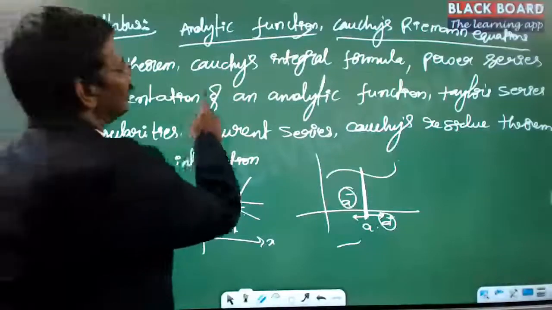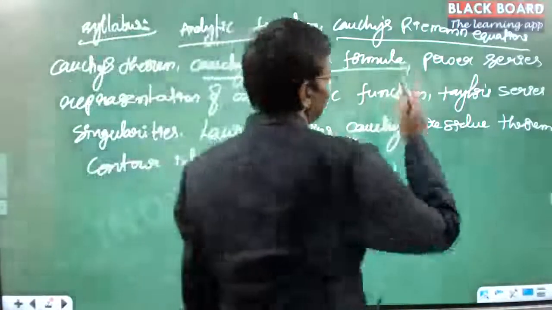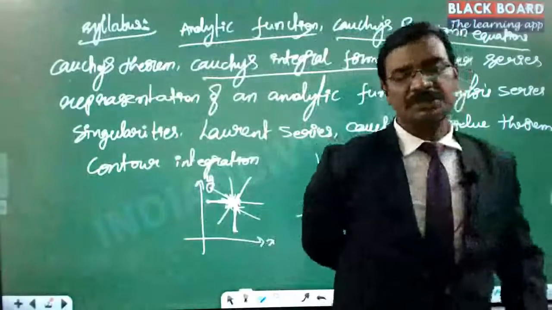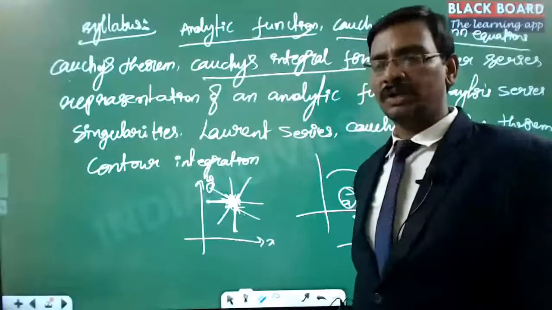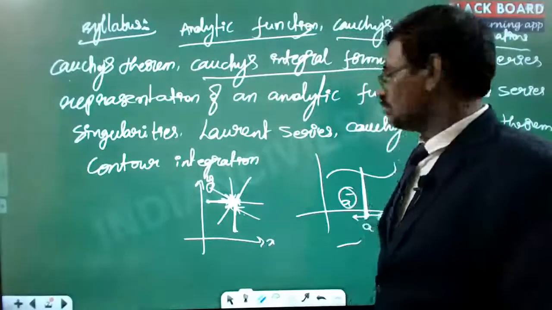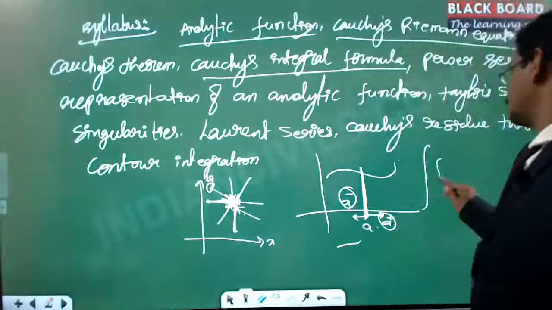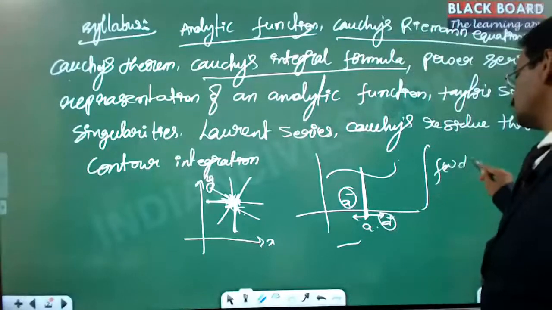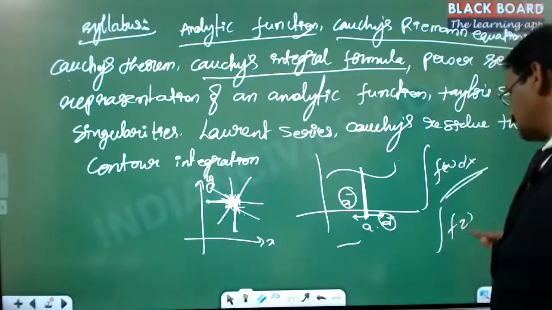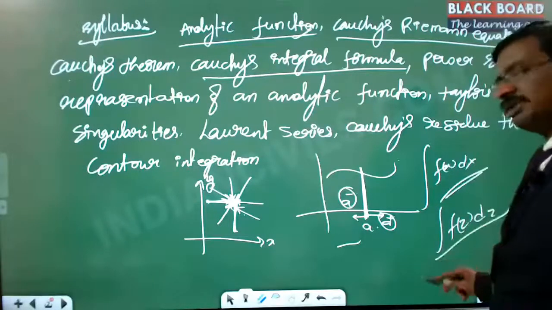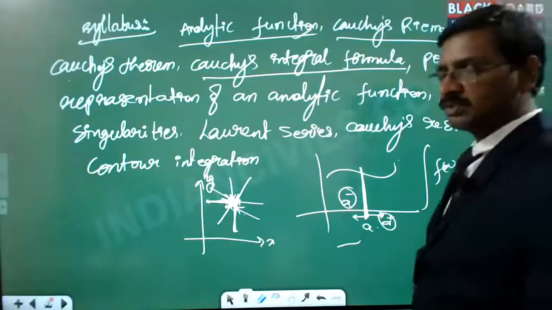And then Cauchy's integral formula. This Cauchy's integral formula is the basis for Cauchy's theorem, and this is how to find the integrations for complex functions. Like in the normal integrations we have f of x dx. So this is the normal integration. In a similar way, we have f of z dz. Now, can we do this kind of integration in the case of complex analysis? Yes, we can do that.